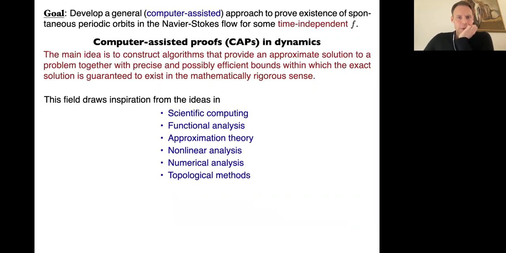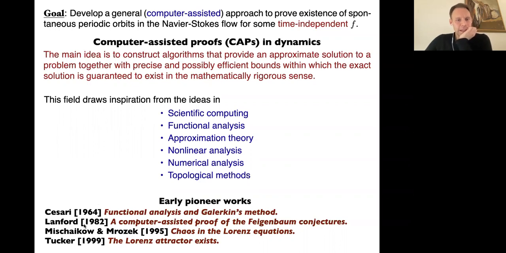Maybe let me also mention the pioneering work of Lanford in 1982 about computer-assisted proofs of the Feigenbaum conjecture, the period doubling bifurcations in the logistic map. He proved these conjectures using the computer, a fixed point argument, and series expansion. And Mrozek and Mischaikow in 1995 proved the existence of chaos in the Lorenz equations using computer-assisted proofs. And in 1999, Warwick Tucker proved the existence of the Lorenz attractor. That was basically solving one of Smale's problems. It was a pretty big deal. And there are a lot more results of computer-assisted proofs in dynamics.